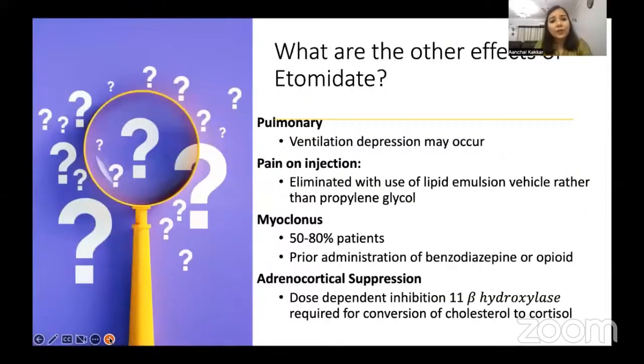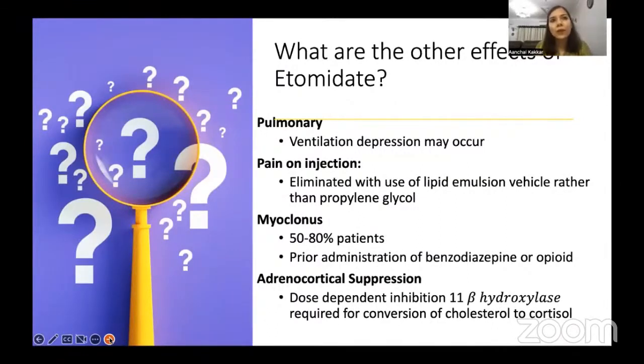What are the other effects of etomidate? Pulmonary ventilation depression may occur with etomidate. Etomidate administration also causes pain on injection. This can be eliminated with the use of a lipid emulsion vehicle rather than propylene glycol. Then another common side effect of etomidate is myoclonus. It happens in 50 to 80% of patients, and prior administration of benzodiazepines or opioids may attenuate these myoclonic effects.